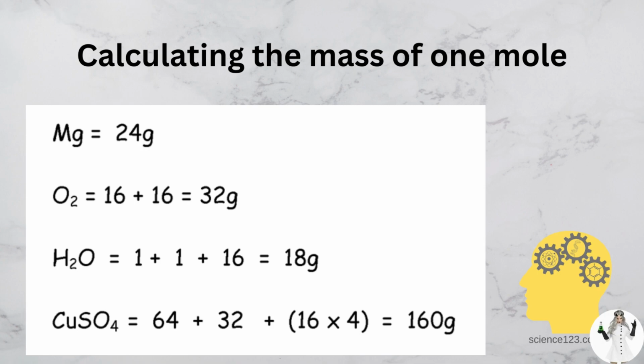Here are some examples. So magnesium is a metal, therefore we use its empirical formula, which is just Mg. Looking on the periodic table, its relative atomic mass is 24. This means that the mass of 1 mole of magnesium metal is 24 grams. Oxygen atoms go around in pairs in molecules. So for this formula O2, we need 2 times the relative atomic mass of an oxygen atom. This means that 1 mole of oxygen molecules has a mass of 32 grams.